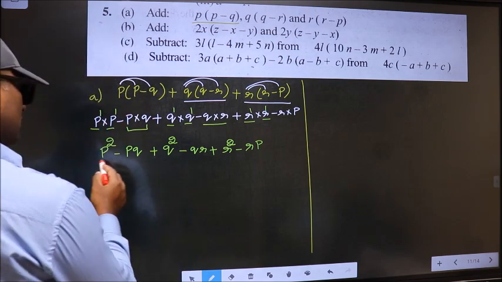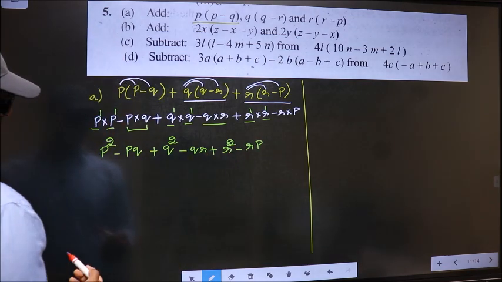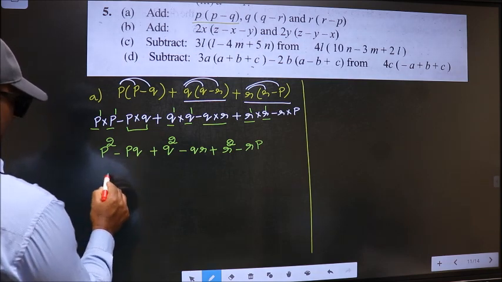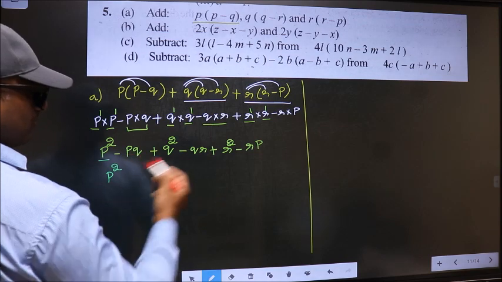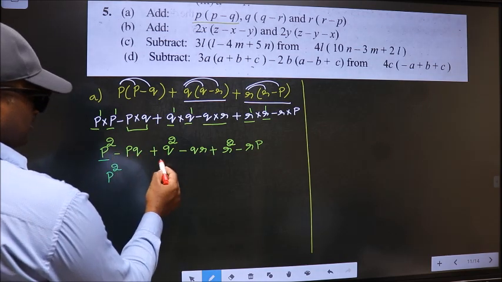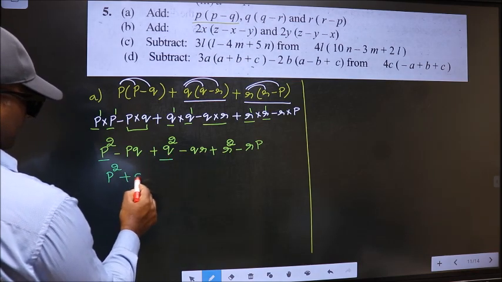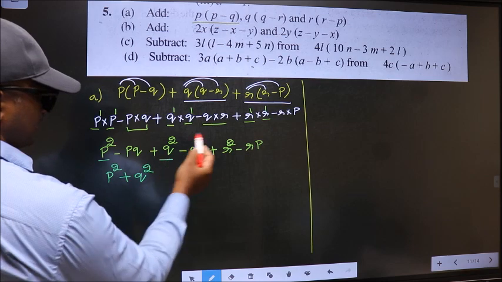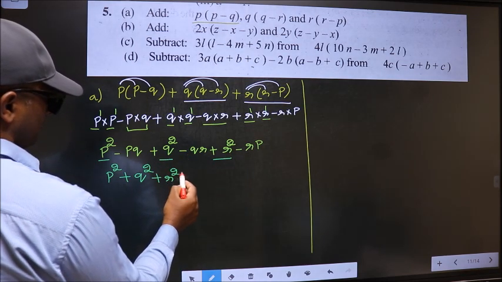Now we should simplify this expression. Let us simplify. First we write square terms. p square, anywhere do we get? No. So write as it is. Next square term, q square, anywhere else? No. So write that. Next another square term is r square, so you write r square first.